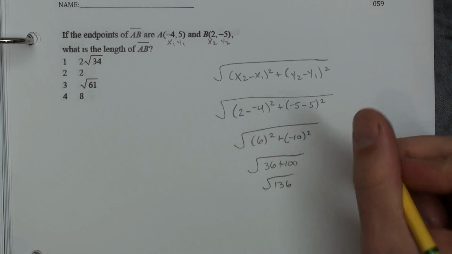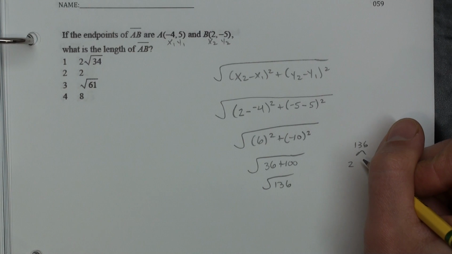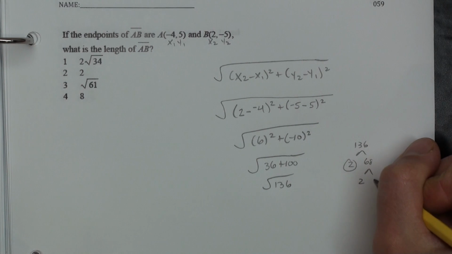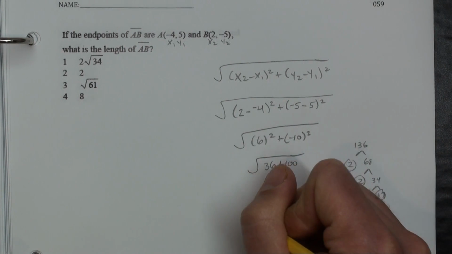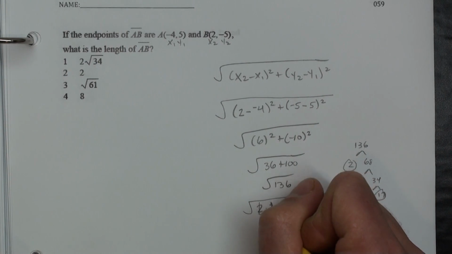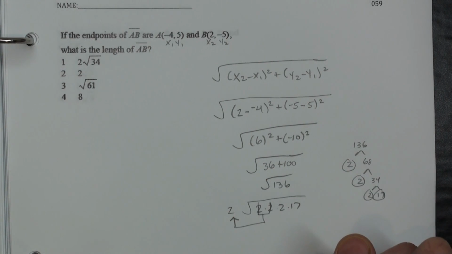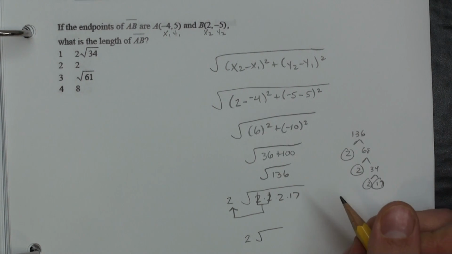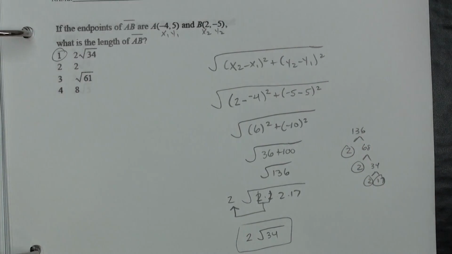Alright. So 136 can be broken down into 2 times, let me think, 68. 68 is 2 times 34. And 34 is 2 times 17. So what we really have is the square root of 2 times 2 times 2 times 17. For every two things that are the same that you cross out, you bring one out front. So that's all I can bring out. So my answer is 2 square root, and then I have to recombine this 2 times 17 into the square root of 34. So 2 square root of 34.